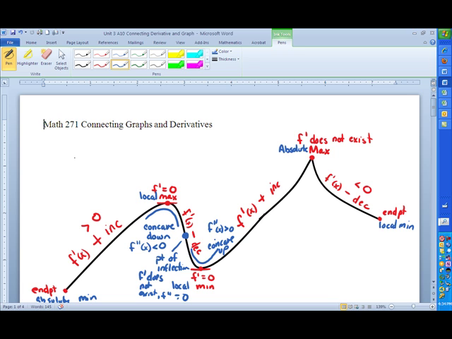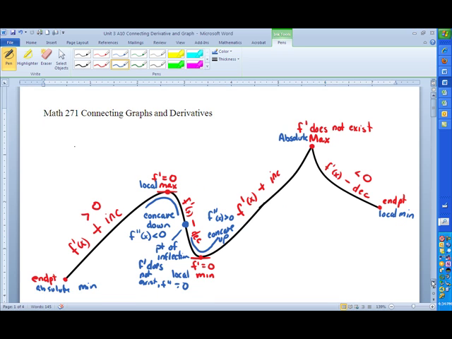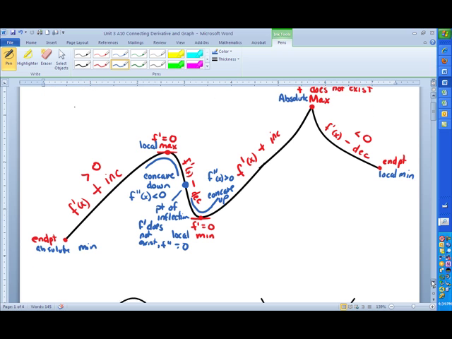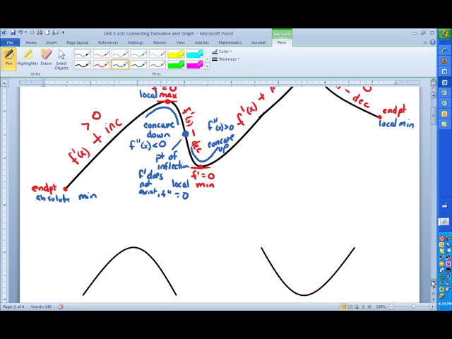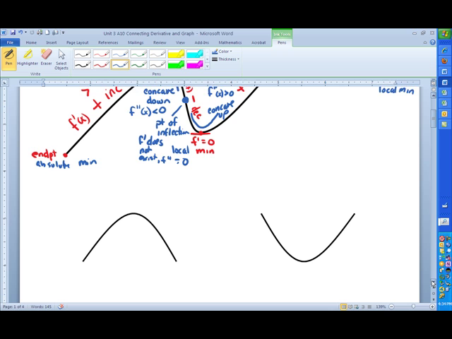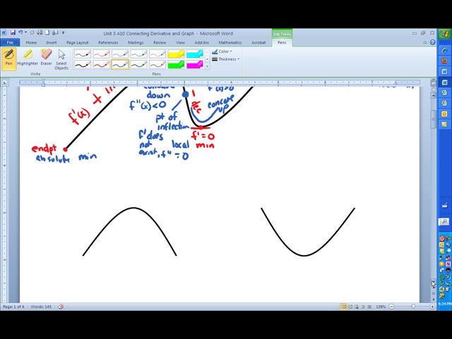Alright, so that's that direction, or that information. And let me slide down to another graph here and talk about a few other things, and then we're going to fill in the summary chart. So here I just want to revisit the idea of concavity.